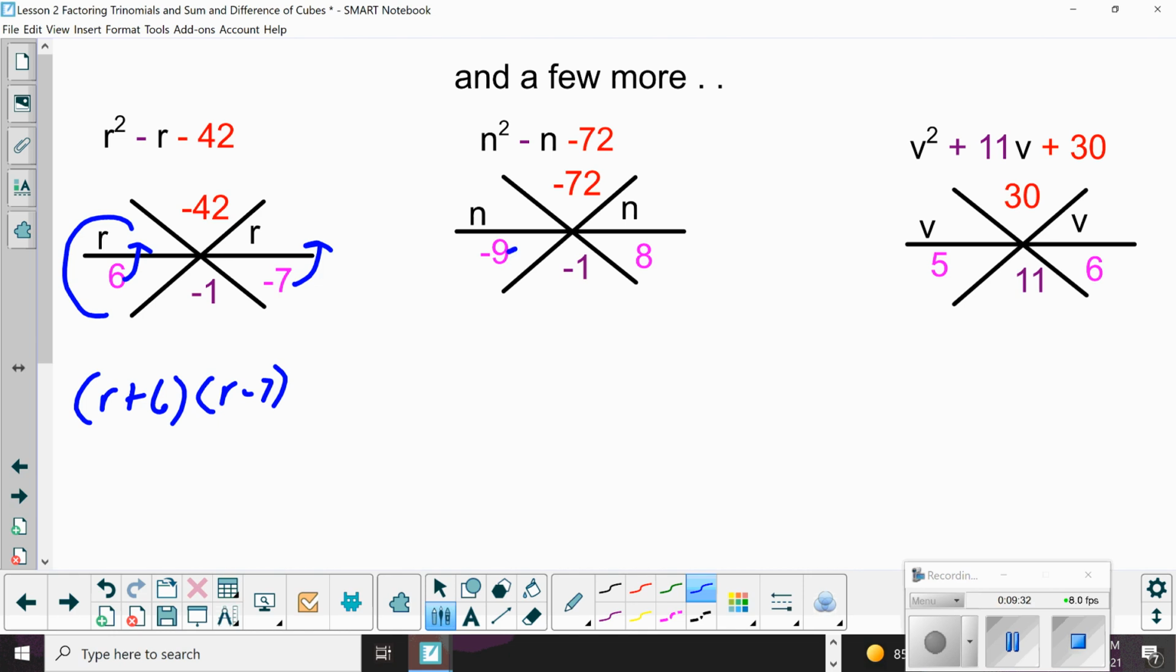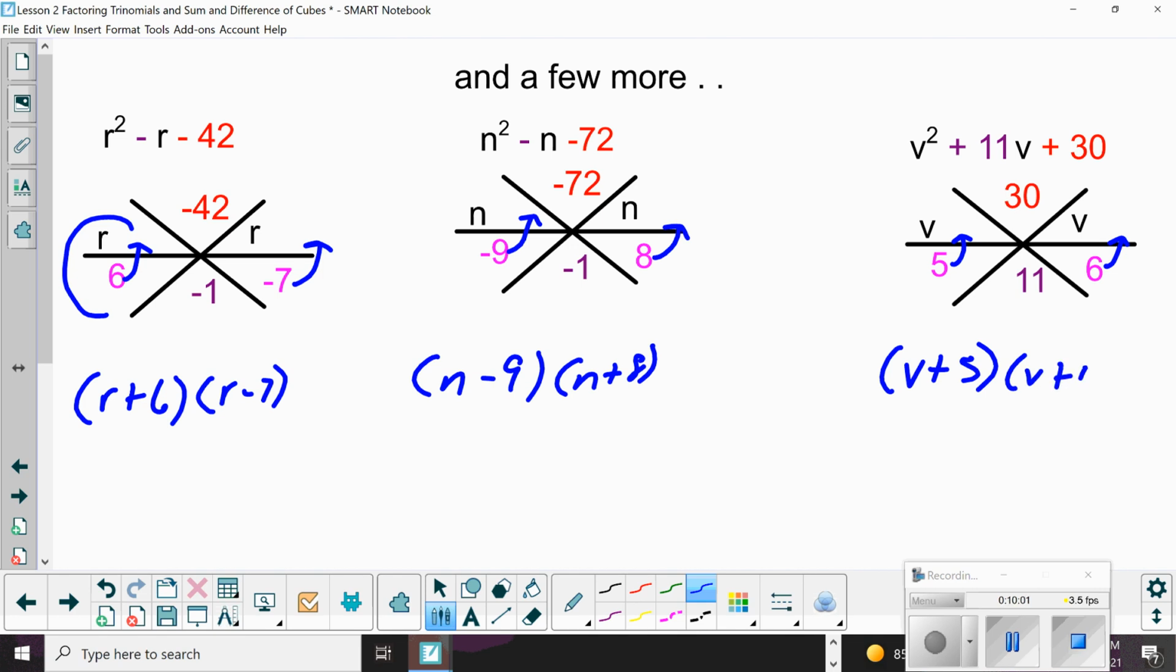Over here, again, I do my bottoms up, okay? N minus 9, N plus 8. If it's positive, it's plus. And finally, over here, bottoms up. The two numbers that multiply to 30 and add to 11 are 5 and 6, which give us factors of V plus 5 and V plus 6. So this is actually a lot easier than you may have thought it would be.